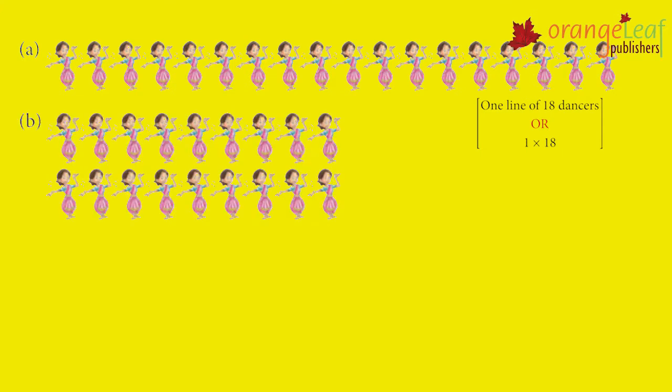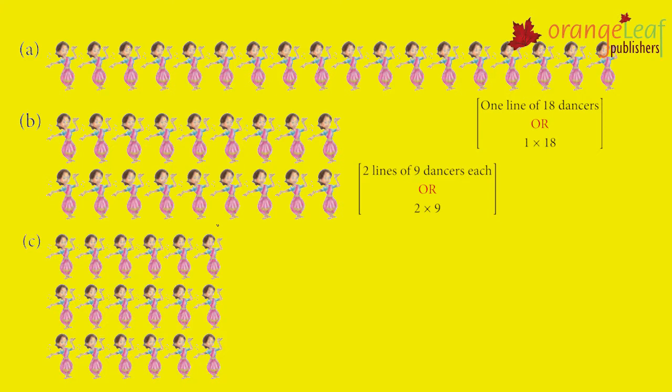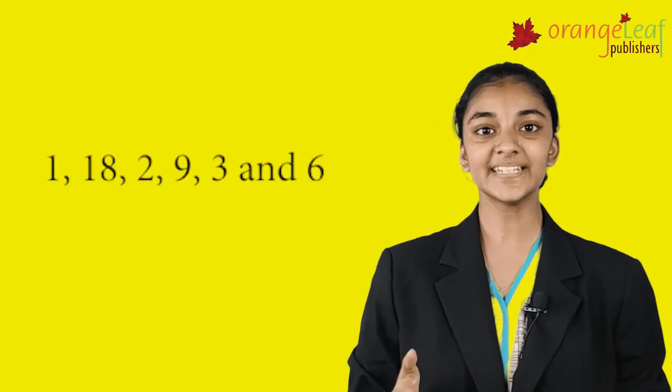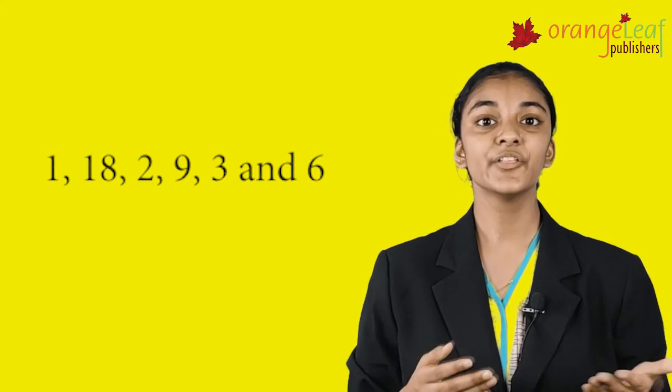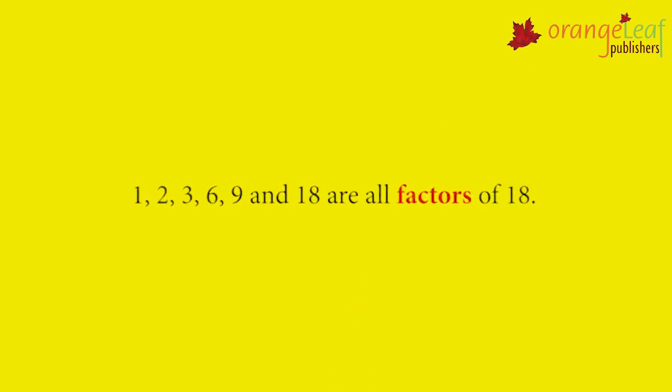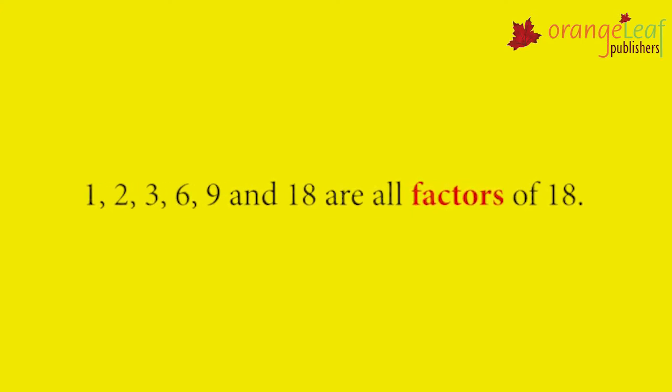Second was 2 lines of 9 dancers each, that is 9 into 2, which is also equal to 18. The third was 3 lines of 6 dancers each, that was 6 into 3 is equal to 18. Here 1, 18, 2, 9, 3 and 6 are all the numbers that we multiplied to get 18. Hence, all these numbers are factors of 18.